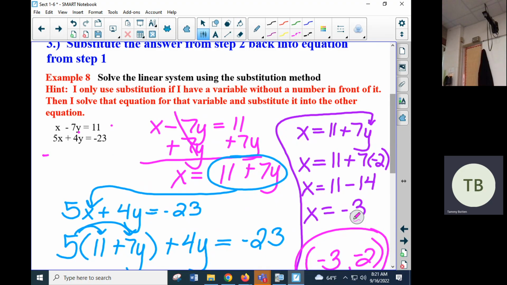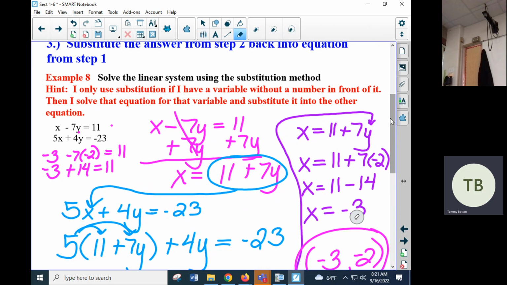So x was negative 3. And then you can check, is negative 7 times a negative 2 going to be equal to 11? Well, this is negative 3. This is plus 14. Negative 3 plus 14 is 11. Okay. All right. So now that is one way that you can do this.